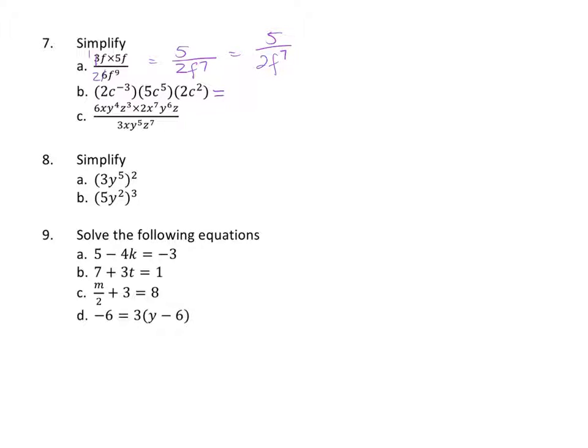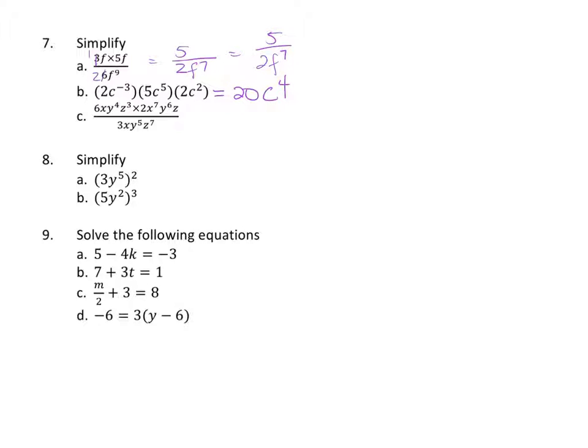7b. Deal with the numbers and then we deal with the letters. So 2 by 5 is 10, 10 by 2 is 20. We have c to the minus 3 by c to the 5 by c to the 2. We add the powers. So minus 3 plus 5 is 2, 2 plus 2 is 4. So we get c to the power of 4.